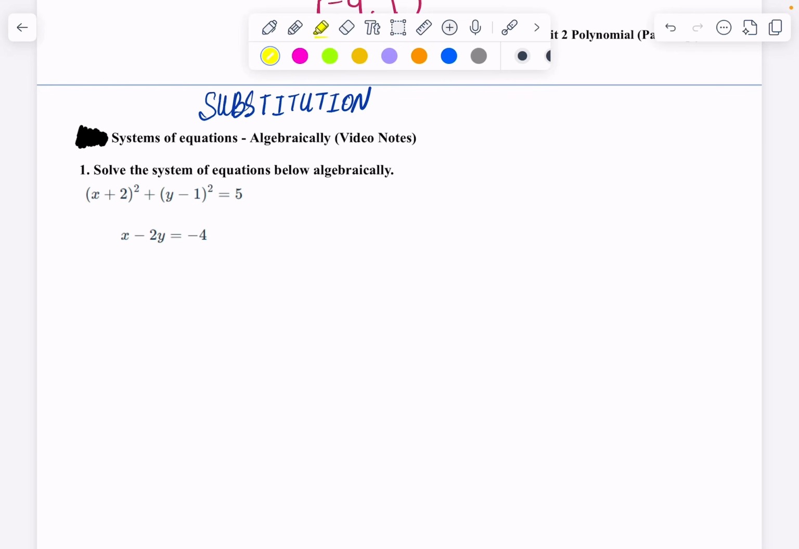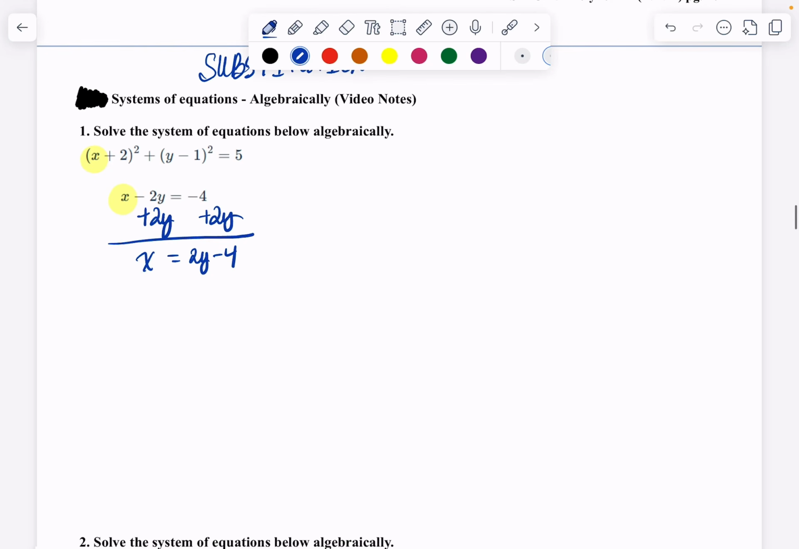First things first, I have to look for a variable that's by itself. The one I see is x, so wherever I see x, I'm going to do a substitution. So let's get the x by itself. Plus 2y on both sides, and I end up getting x is equal to 2y minus 4. So wherever I see the x, I'm going to write 2y minus 4, and the rest of it I'm going to write exactly the way it is.